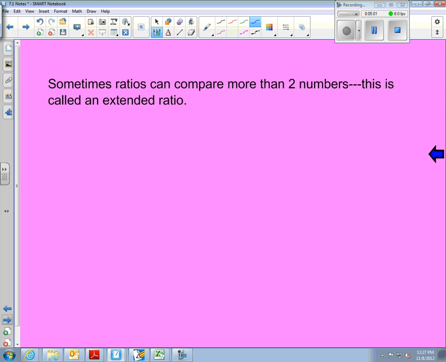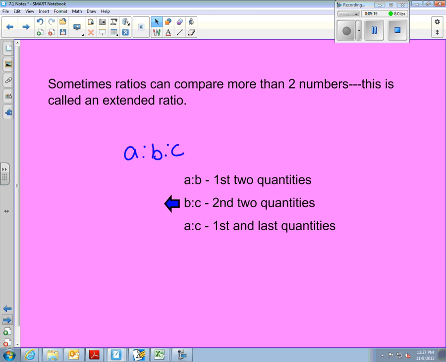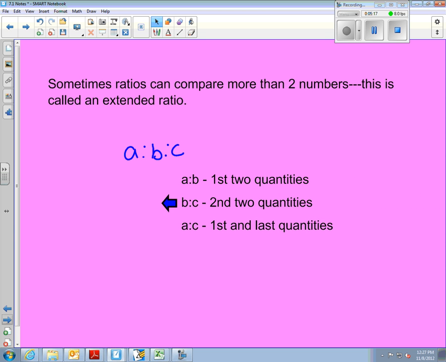All right, sometimes ratios can compare more than two numbers. This is called an extended ratio. For example, we could have A to B to C. If we have an extended ratio, we can always break it down into three individual ratios: A to B, which is our first two quantities, B to C, which is our second two quantities, and A to C, which is our first and our last quantities.